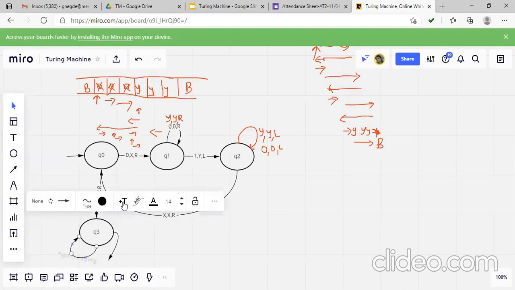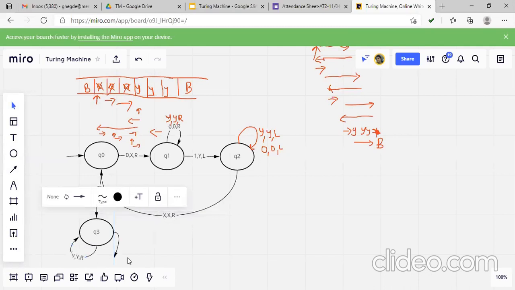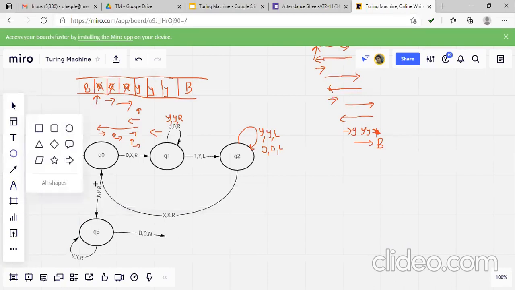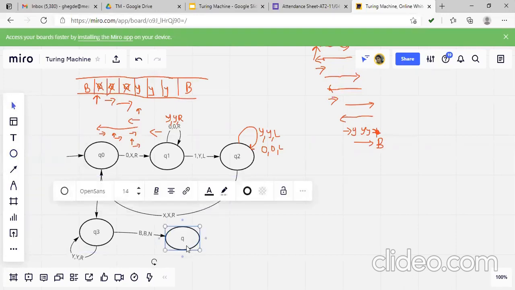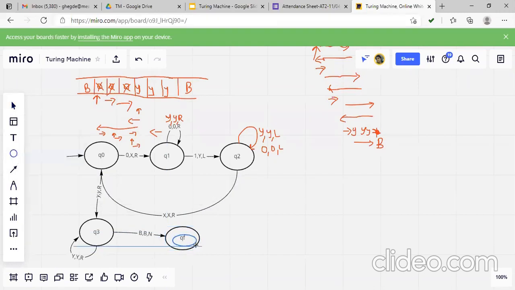Okay, so what we have to do? All Y's, keep it as it is and move right. Okay, this we have to continue till we get a blank. If we get a blank, keep that blank as it is and no operation. Or you can write n here. Okay, and here you'll have the accepting state QF, and this is your final state when you get a blank.